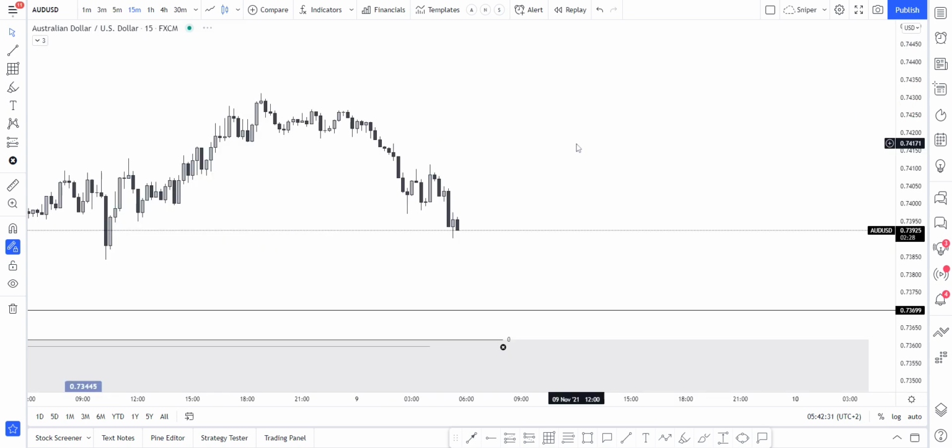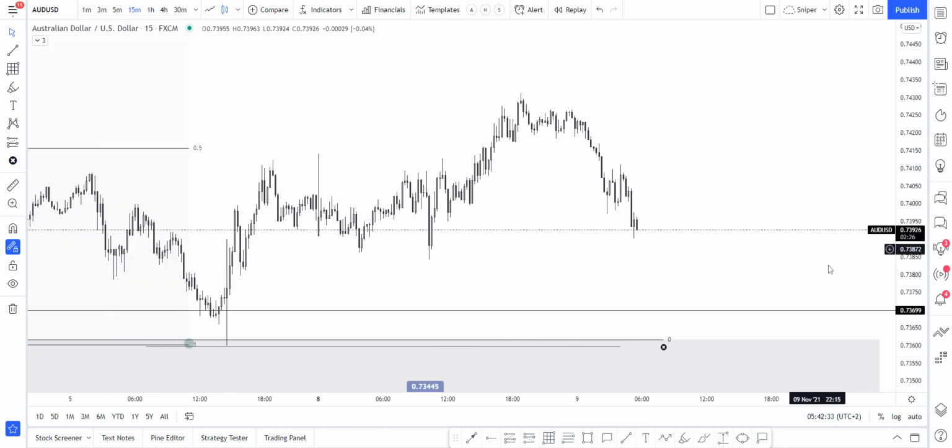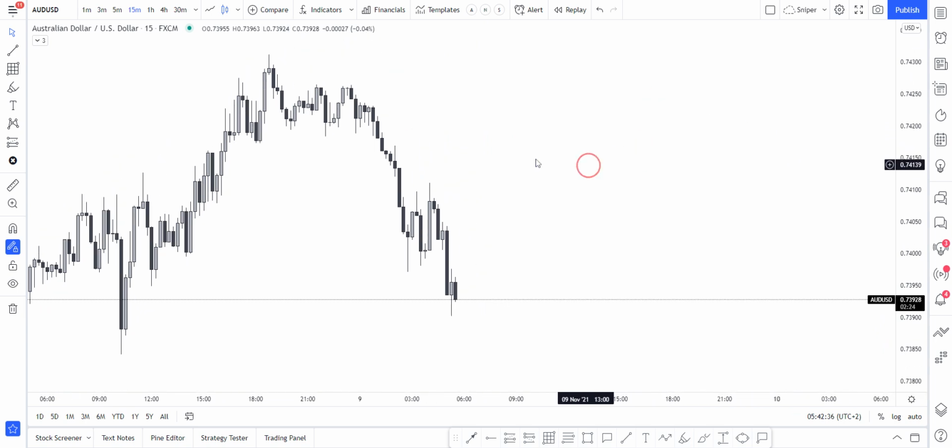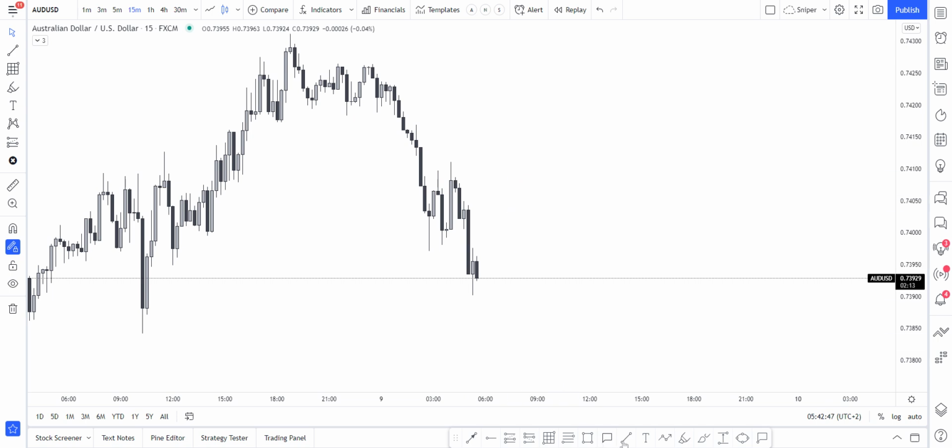Aussie dollar is leaving me hanging out. Okay, so here we have the 15-minute. Even still, I'm not seeing anything clear. I think I'm probably just so used to Pound Dollar's movement that it just makes so much more sense to me. But I'm just not seeing anything yet.